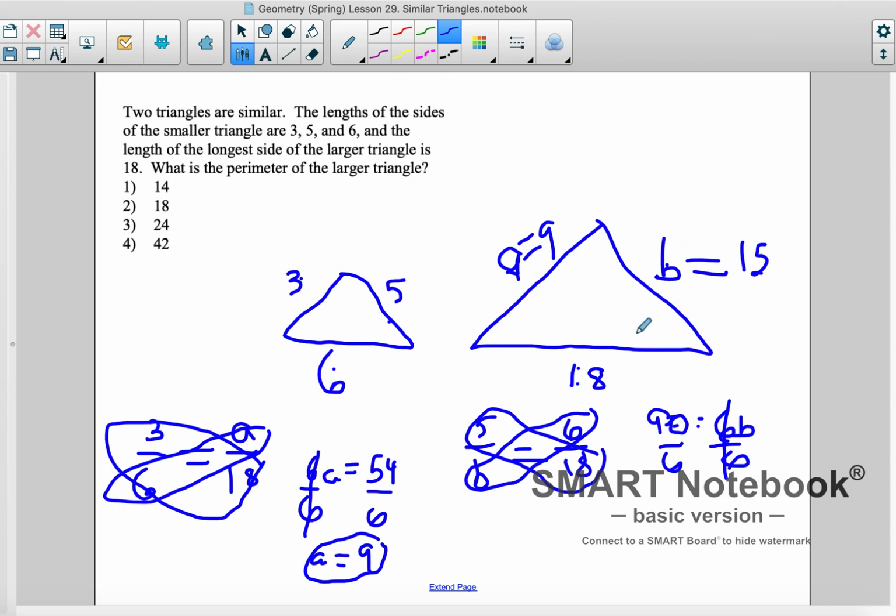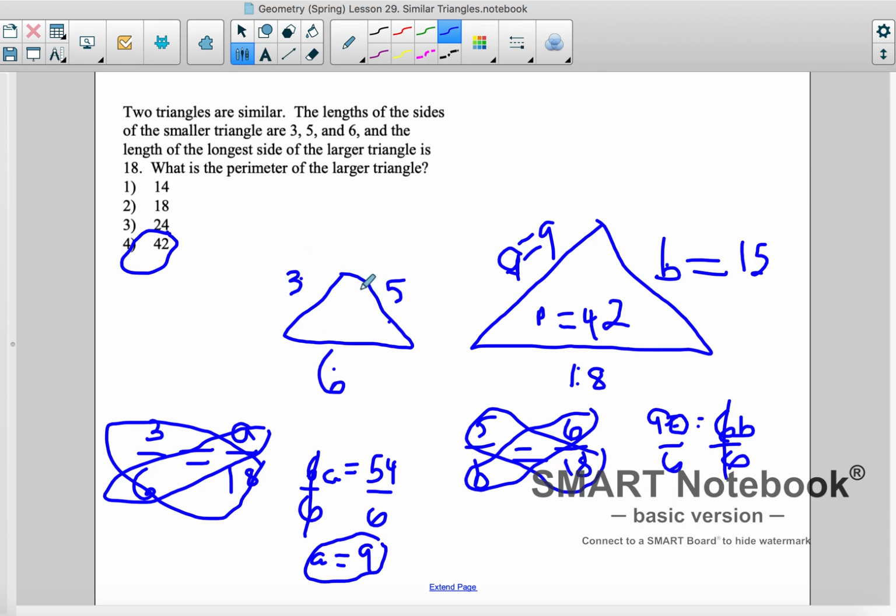So now we're just going to add all these up. 9 plus 15 plus 18 is equal to 42. So the perimeter is equal to 42. However, I do want to show you that there is another way to do this. Okay, so the perimeter is definitely equal to 42.